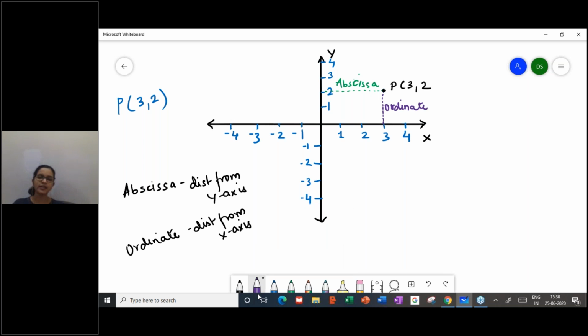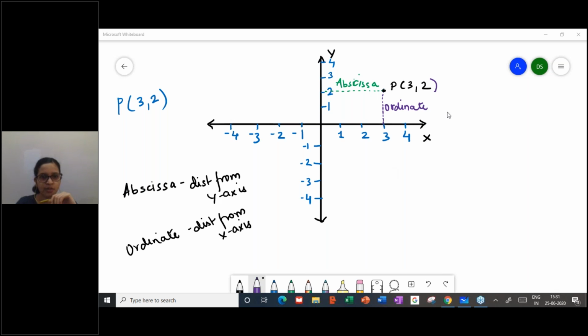Okay, clear till here? Simple. As per the definition, whatever the term means, I just put it on the graph. Yes? Okay. So now if you look carefully at the point, abscissa and ordinate, you notice what is the distance. Can you tell me what is the distance of the point from the y-axis?